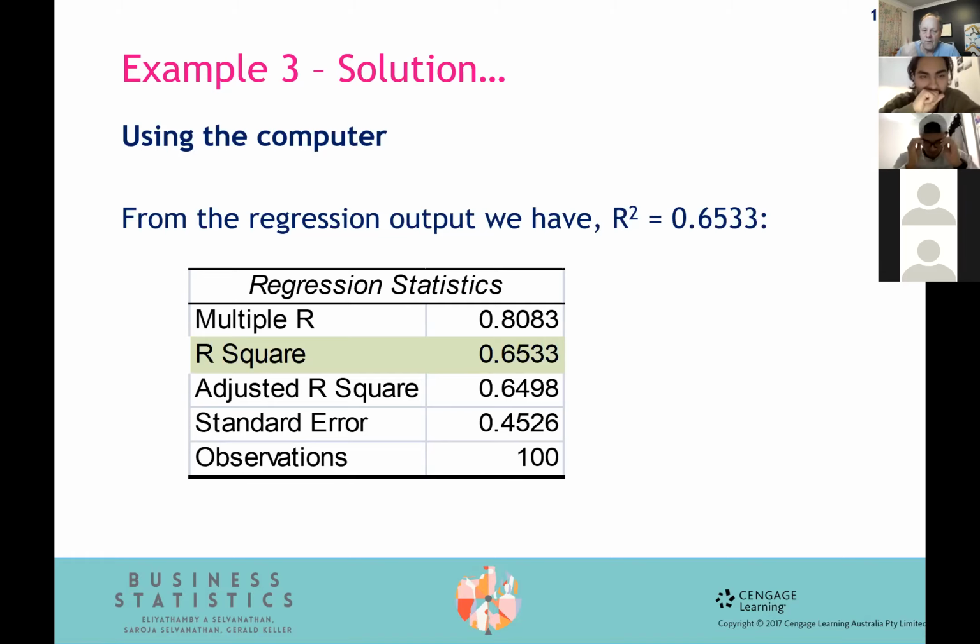Okay? The second thing is, how strong is the relationship? If I ask you how strong is the relationship, you need to tell me this. You can say, based on the R squared, 65% is explained by the odometer reading, and only 35% we don't know what the explanation is.